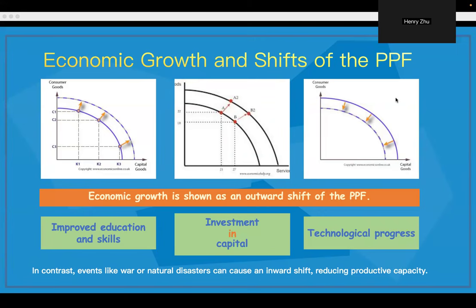And there's an inward shift. An inward shift represents a reduction in productive capacity. This can be caused by war, natural disasters, or maybe the loss of labor or capital. The economy can now produce less than before.